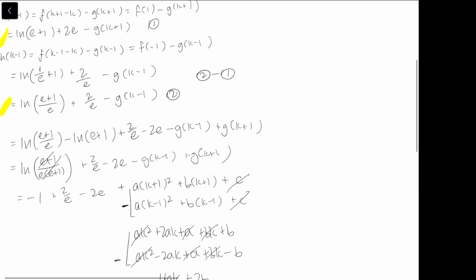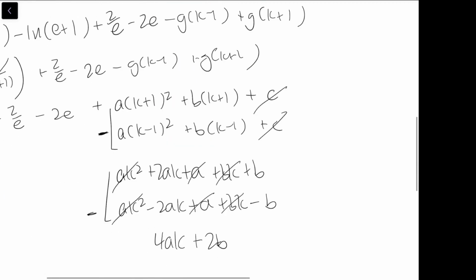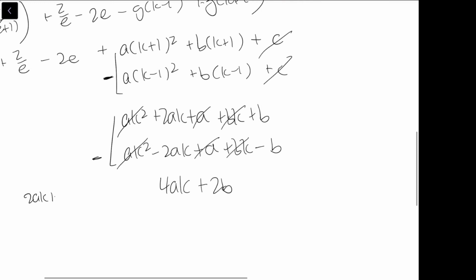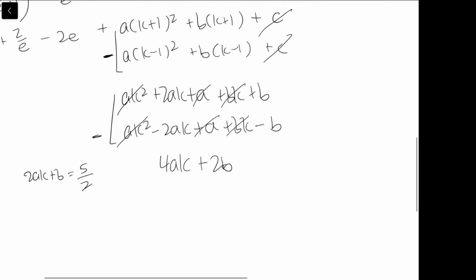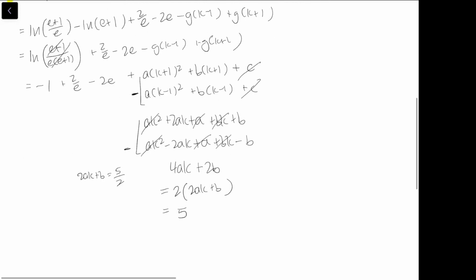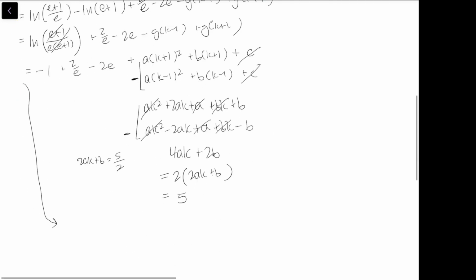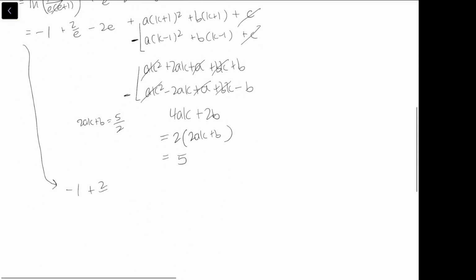And if we go back to our equations, we see that 2ak plus b equals 5 on 2. So we'll just write here 2ak plus b equals 5 on 2. And we can actually write this as 2 times (2ak plus b), right? And so we'll just substitute that in and we get 5, since 2 times 5 on 2 is 5. So that means when we subtracted equation 1 from equation 2, we get negative 1 plus 2 on e minus 2e plus 5.